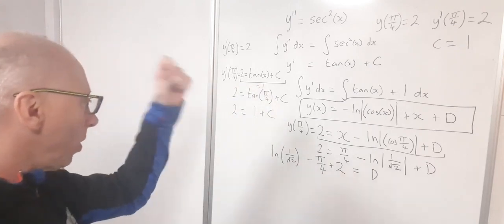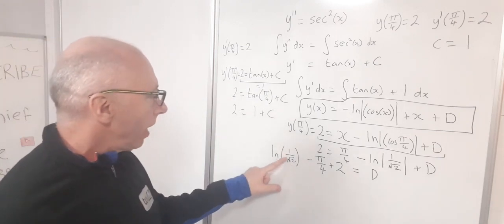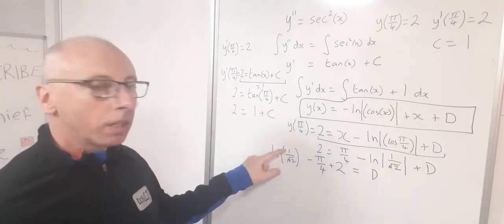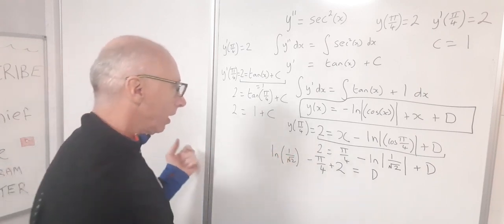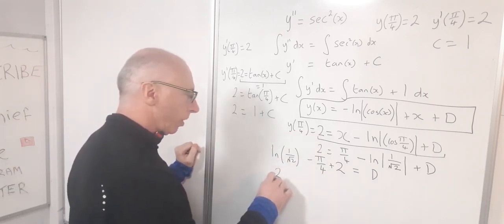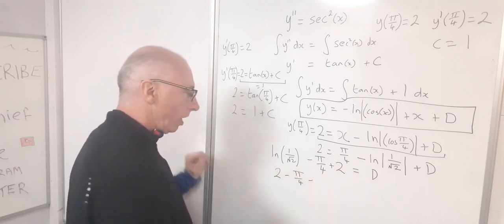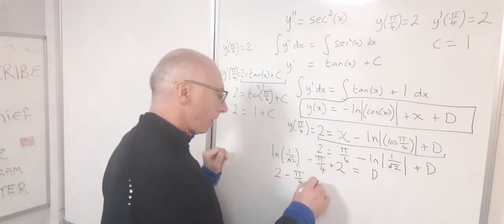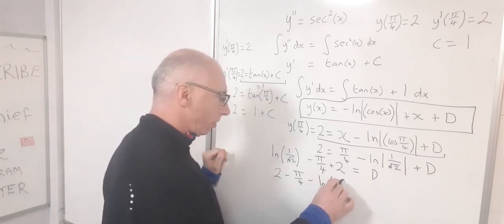So now log of 1 over root 2. What can we do with that? Well, when we have a fraction, we could turn that into a minus and then write the square root of 2 on the top, take the reciprocal basically. So now rewriting this, put my 2 first. I've got my minus pi over 4. And now I'm going to flip this inside our logarithm. And now I've got logarithm of square root of 2.